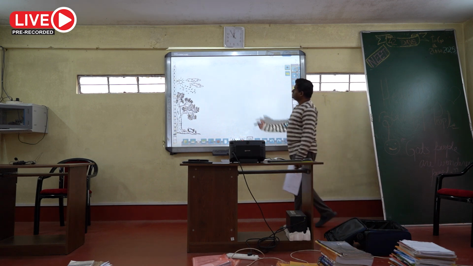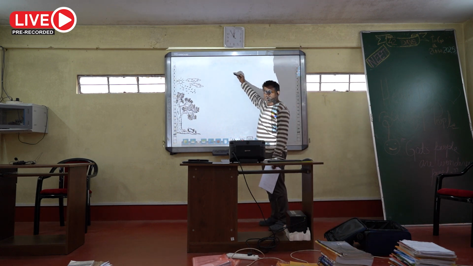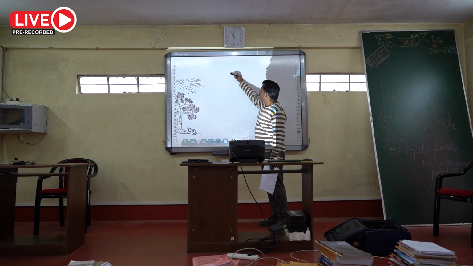Torque tau equals m cross B. So maximum means mB sin theta, with theta 90 degrees, that is 1. So the maximum torque tau will be m into B.